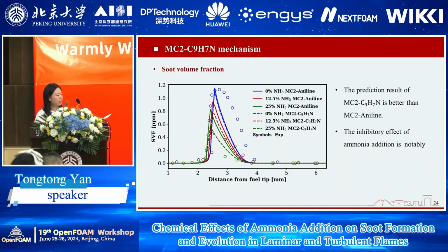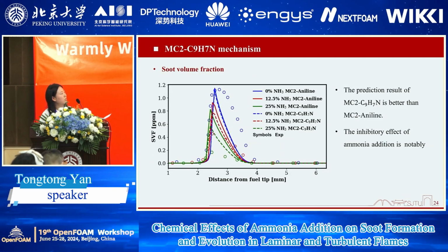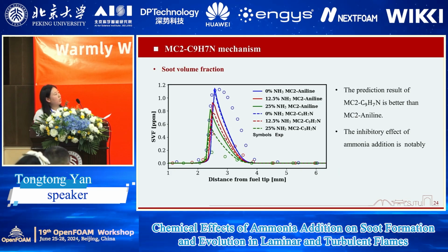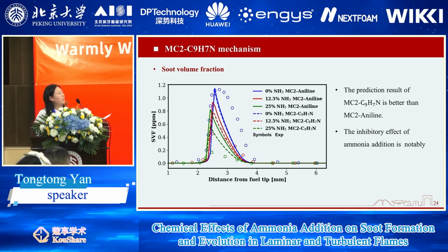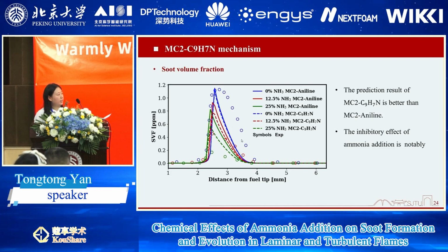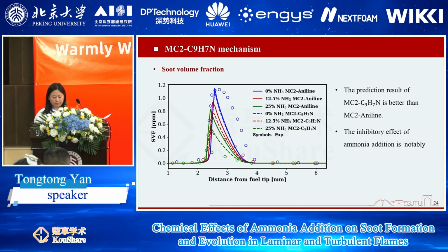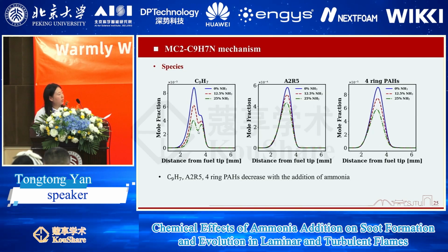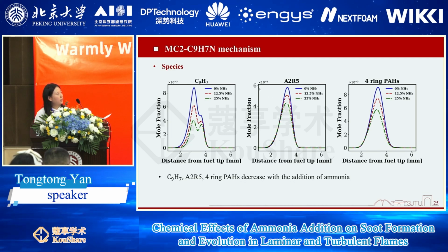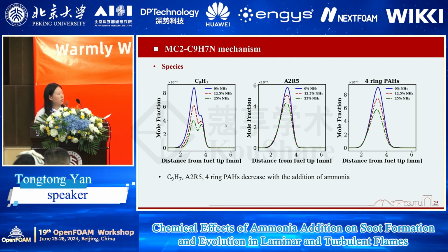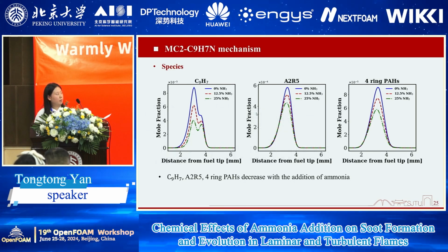And here are the results for the soot volume fraction. We can see that the prediction of the final mechanism is better than the previous one, and the inhibitory effect of ammonia addition is notable. Here we also show some key species such as C9H7, A2R5, and the 4-ring PAH, and these all decrease with the addition of ammonia.